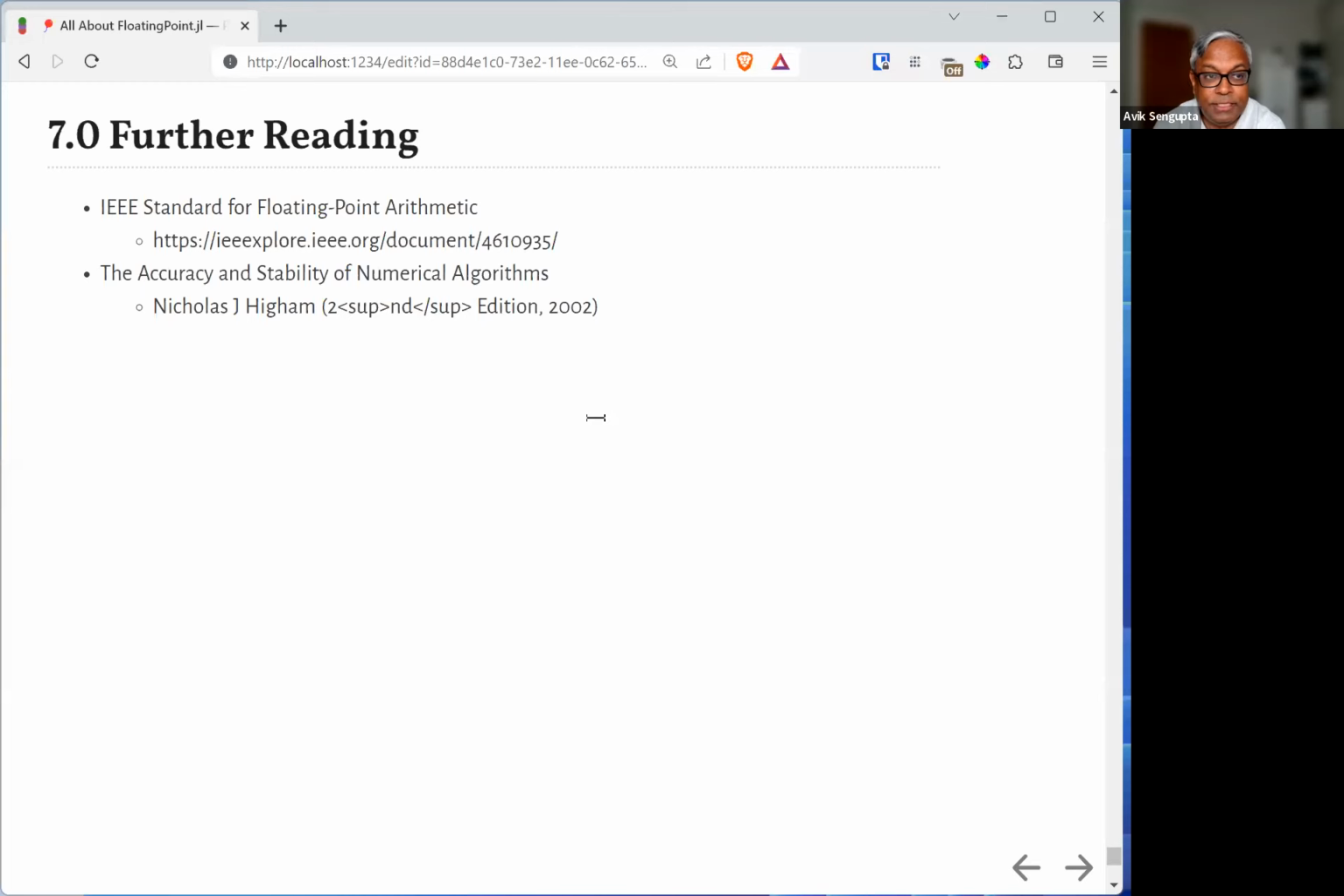If you want further reading, the IEEE standard is not very difficult to read. And in terms of books, I think the best book around floating point numbers and rounding, accuracy, numerical stability is a book by Nicholas Higham, which you should read if you're interested in this topic, right? It's a really, really good book, right?